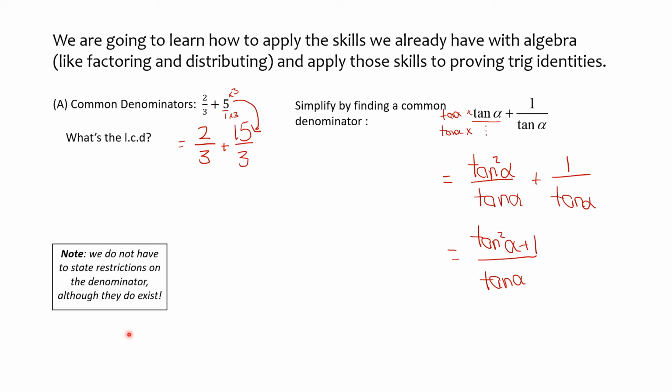So we don't have to state restrictions. They do exist, but in this course we don't have to state them. So we would say tan alpha cannot equal 0. When is tan 0? That you don't have to worry about any of that. I'm not going to ask you for restrictions, and if the textbook asks you for restrictions, you can skip it.